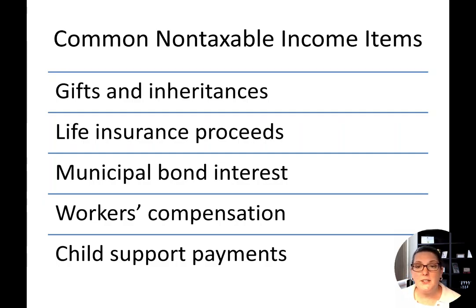Life insurance proceeds, those are not taxed if received as a death benefit. Municipal bond interest, federally, that's tax-free. States may tax it though. Child support payments, that's not going to be taxable to the recipient, nor is it going to be a tax deduction to the person who paid it. And then you have workers' compensation. That would be excluded if received for a work-related injury or illness.